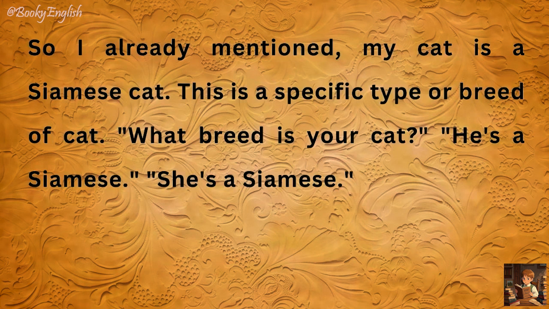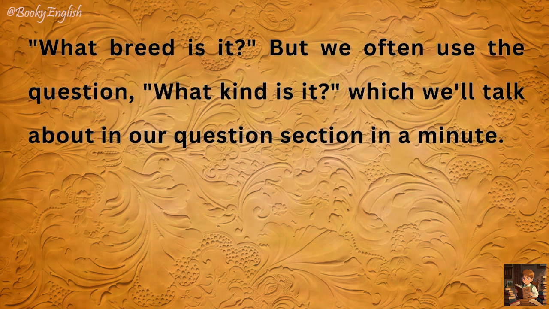So I already mentioned my cat is a Siamese cat. This is a specific type or breed of cat. What breed is your cat? He's a Siamese. She's a Siamese. What breed is it? But we often use the question, what kind is it? Which we'll talk about in our question section in a minute.